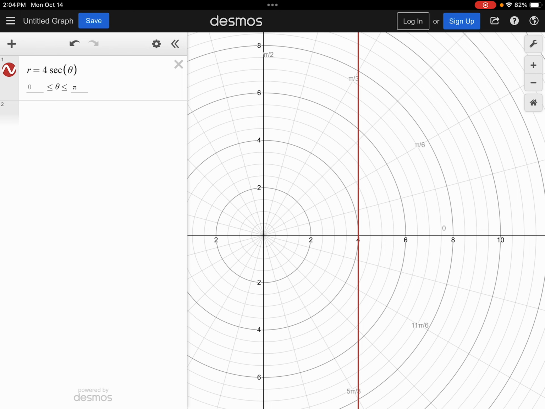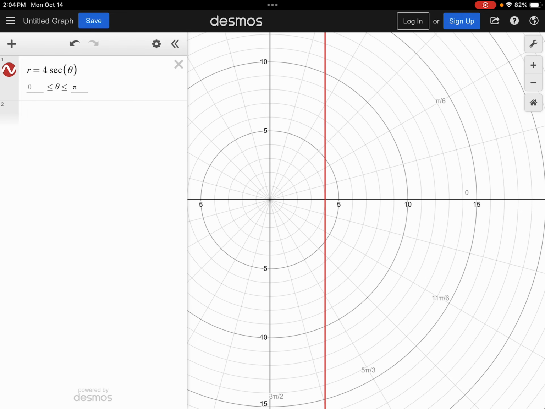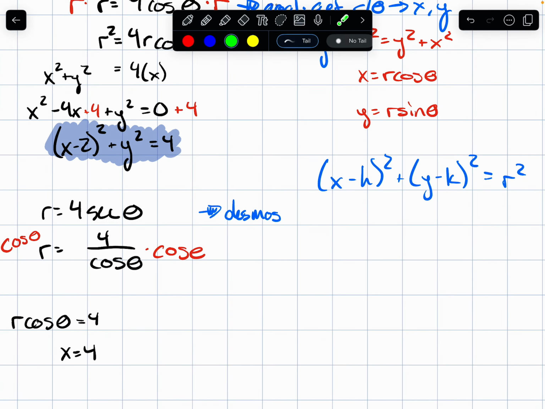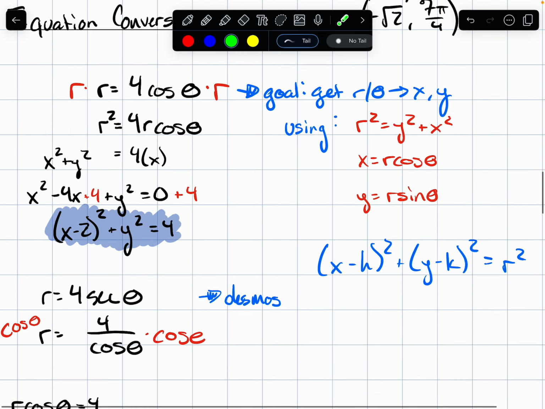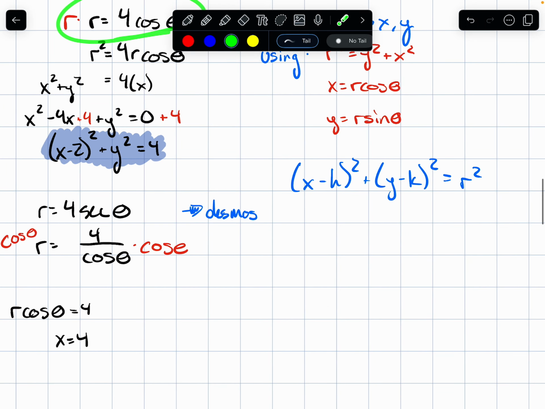Desmos has the ability to use polar coordinates. So I've typed in our function up in the top left, and we could see that we get this straight line happening. Straight lines are actually harder to deal with in polar coordinates, but it's easier to deal with circles, as we saw here and here. So this is a vertical line.